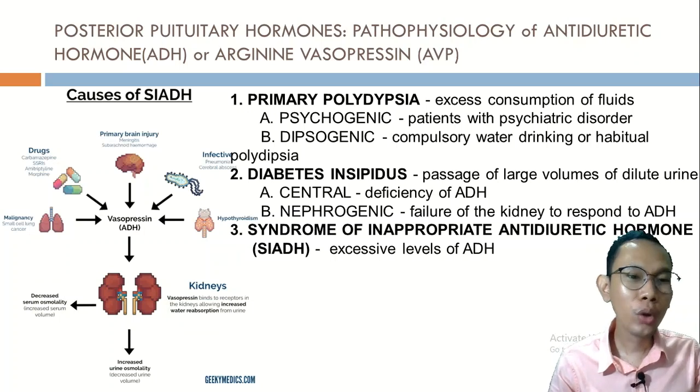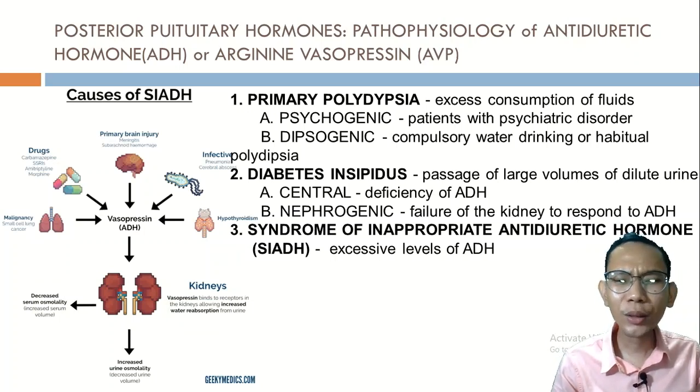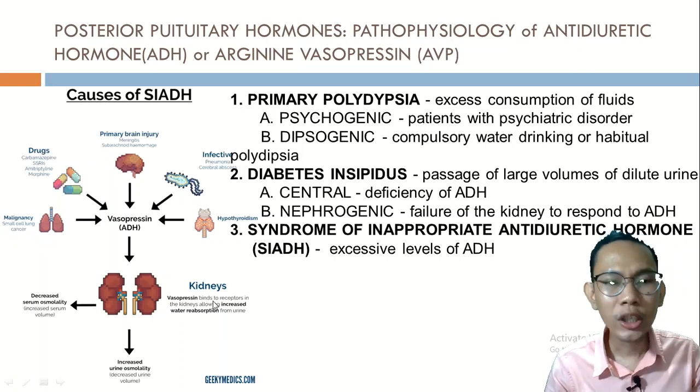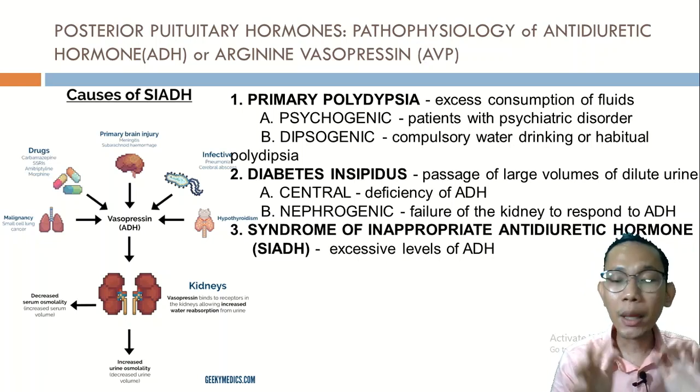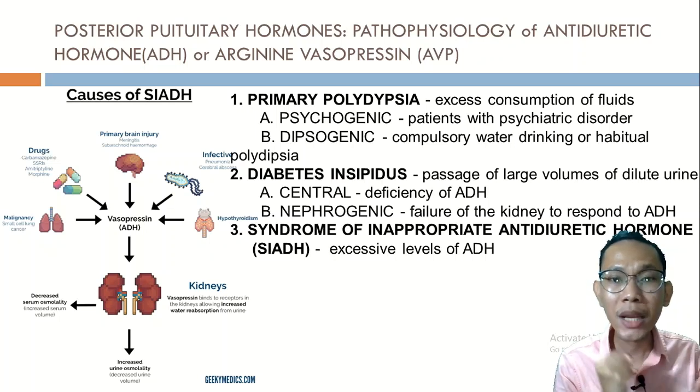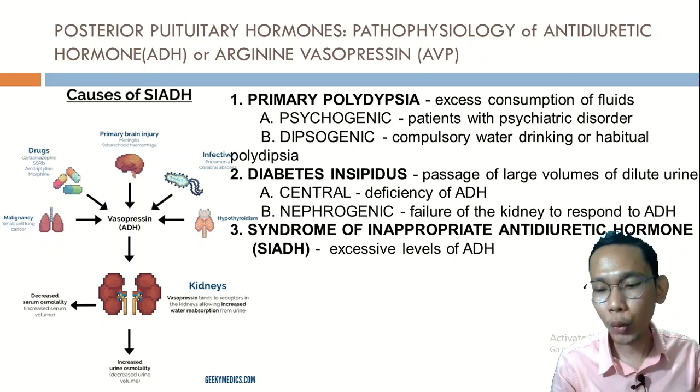Now, Doc, how about causes of your SIADH? There are a lot of causes of your SIADH that lead to excessive levels of ADH. I have seen a case of malignancy from a small cell lung carcinoma that manifests with syndrome of inappropriate ADH. There are also drugs, primary brain injury, infection, hypothyroidism, kidneys, and many more. So generally, your SIADH is just an umbrella of the different disorders that could still happen, or your SIADH could just be a manifestation of an underlying disorder.